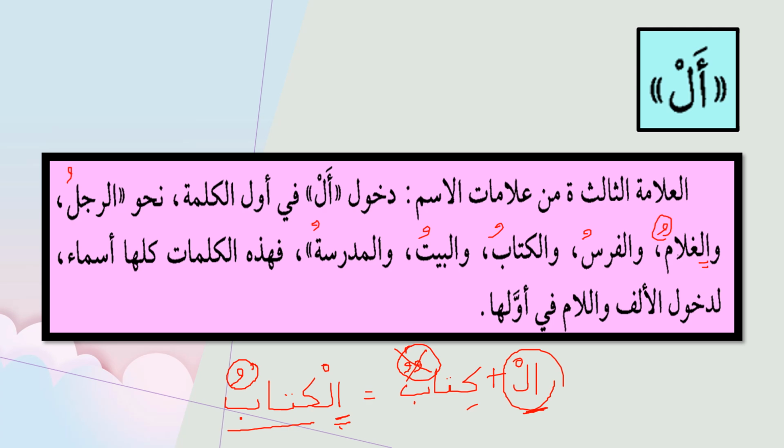Now, فهذه الكلمات كلها أسماء. Why? Because it has لام التعريف. لدخول لام التعريف في أولها. The أولها means before a noun. So this is the explanation of لام التعريف.